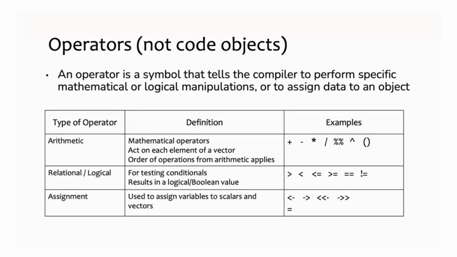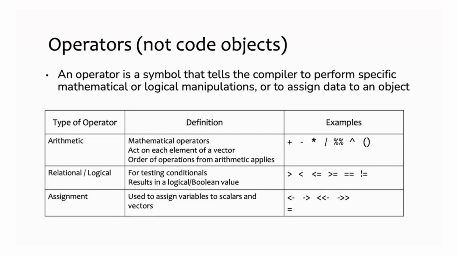And lastly, there are assignment operators, which we discussed in the last lecture. These are used to assign variables to scalars and vectors. So in R, the most common assignment operator is the leftward facing arrow, but you can also do the same thing in the rightwards direction or use double arrows. They all do the same thing. In Python, the convention is to use an equal sign, although you can also use an equal sign in R. There are just a bunch of different ways to assign data to some object that you're naming in variable assignment.